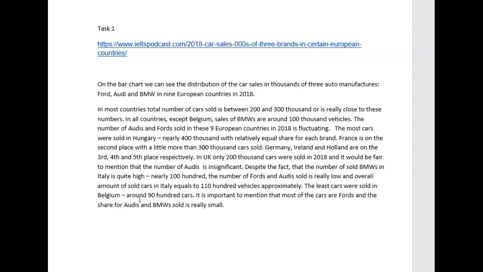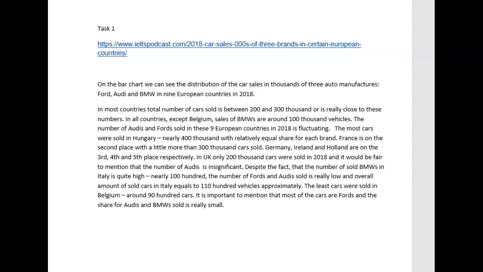So it could have been something as simple as which country sold the most? Clearly, Hungary sold the most cars while Belgium sold the least. That could have been an overview. You could have said maybe that BMW and Ford sold a similar number of cars throughout these countries, but Audis sold the least. That also could have been a good overview. Like I said, without that information, you will not get a 6 in task achievement.